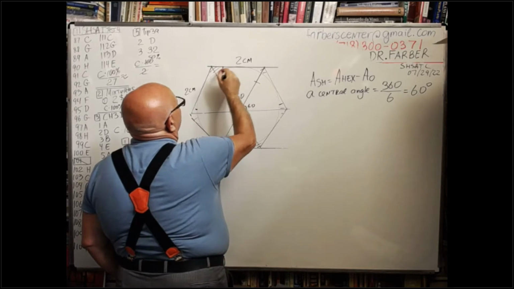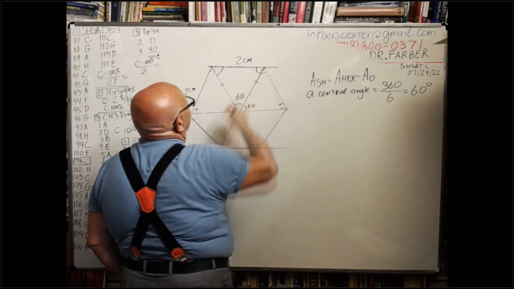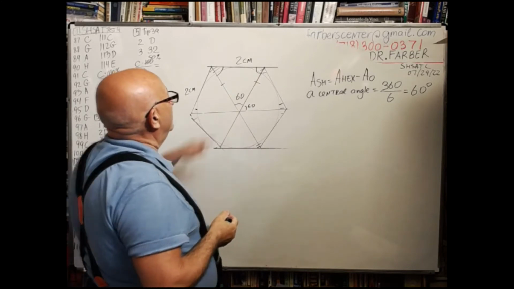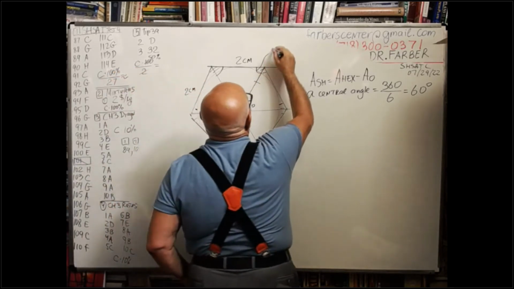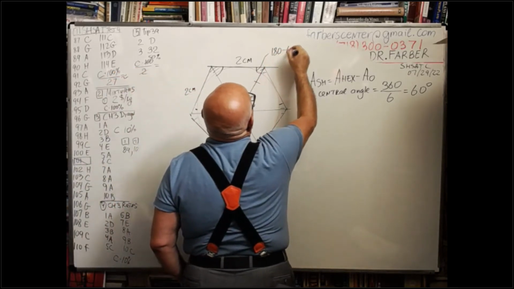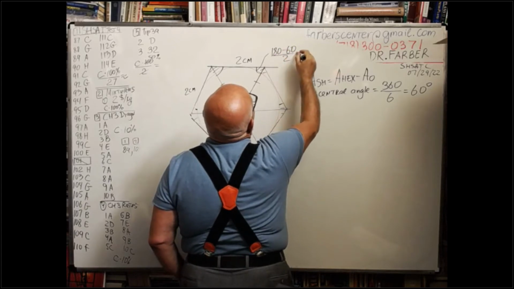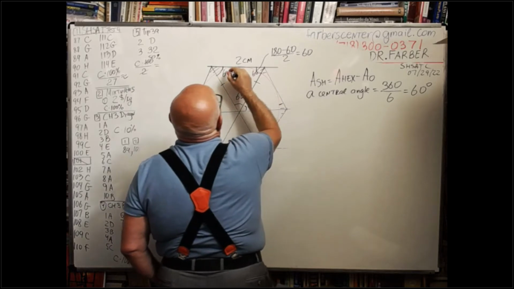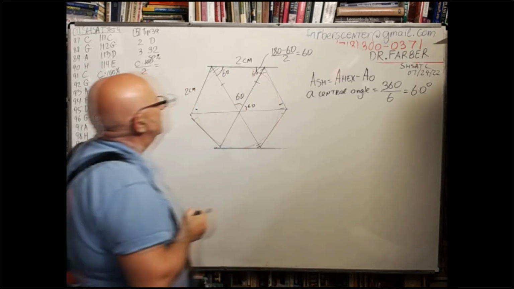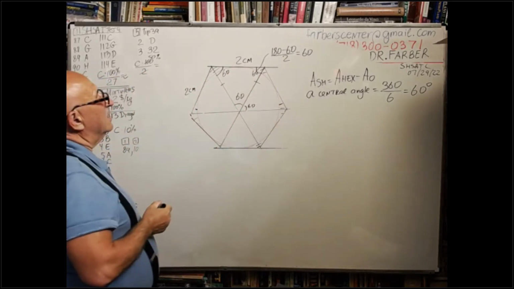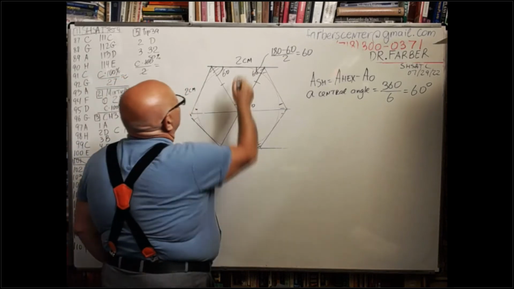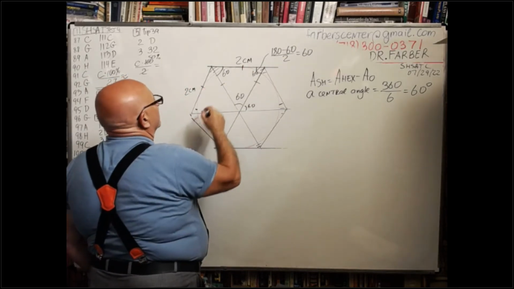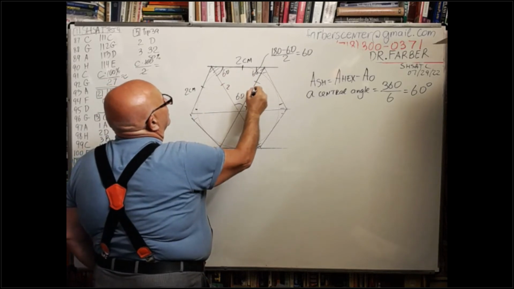These two angles are also the same. How to find these two angles? 180 minus 60 divided by 2, which is 60 degrees. I just remind you that in a hexagon, all these angles are 60 and all triangles are equilateral. All of them equilateral. If this two, this two, this two, etc.